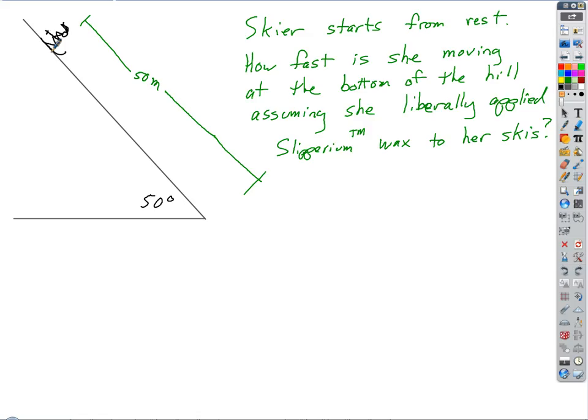All we'd have to do, if this is a 50-meter long hill at a 50-degree angle, is know how high it is so we can calculate mgh. And when we get to the bottom, that's going to equal 1/2 mv squared.